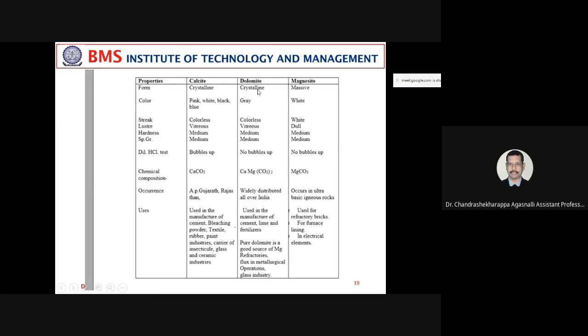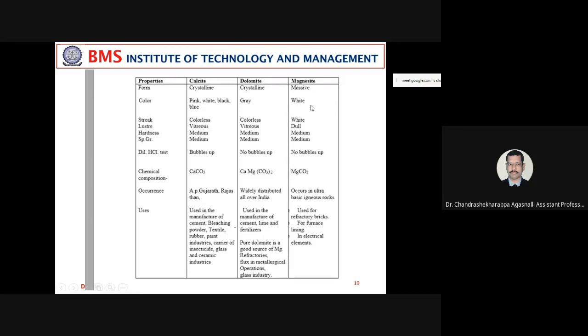And the properties: it's crystalline, gray in color, and the streak is colorless. Luster is vitreous, it's shining on the surface of the mineral, and hardness and specific gravity are both medium. Of course, it does not react with dilute HCl because it's rich in magnesium, not rich in calcium. The occurrence is widely distributed all over India. This is dolomite, and it's used in the manufacturing of cement, lime, and fertilizers. Pure dolomite is a good source of magnesium and is used for refractories, as a flux in metallurgical operations, and even in glass industries. These are the major economic importance of dolomite.